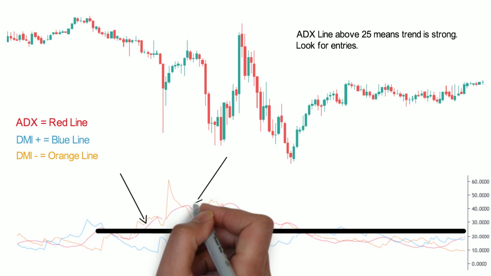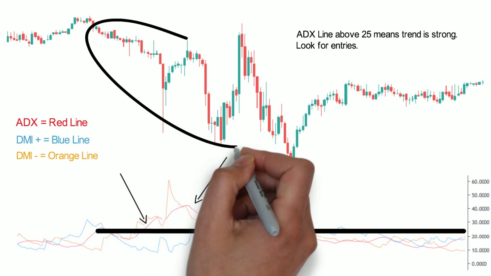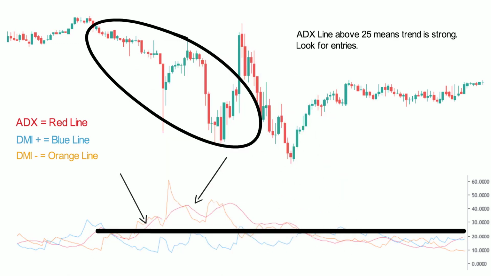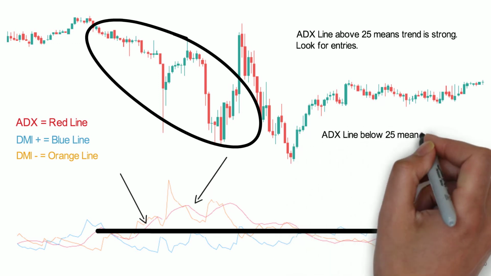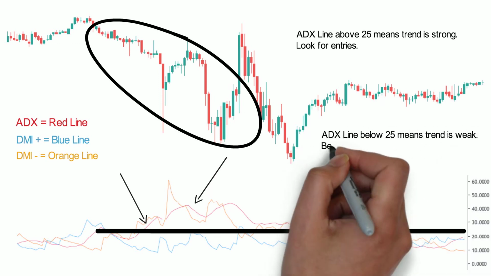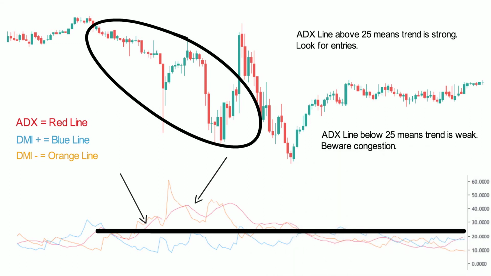All right, so let's take a look at this area here where the ADX is quite strong. It's well above 25. It's been moving up. Everything's looking good. And indeed, you can see that we had a strong trend, in this case, down in this situation. Okay, so the ADX did not lie to us today. Okay, now, it's also important to remember the ADX line below 25 means the trend is weak. Beware congestion, beware getting whipsawed, beware nothing happening at all. All right, so let's take a look at that example.